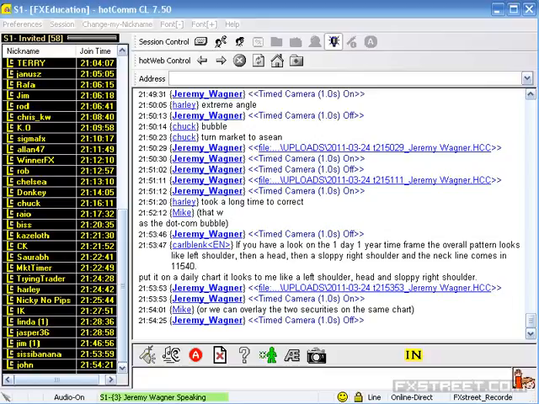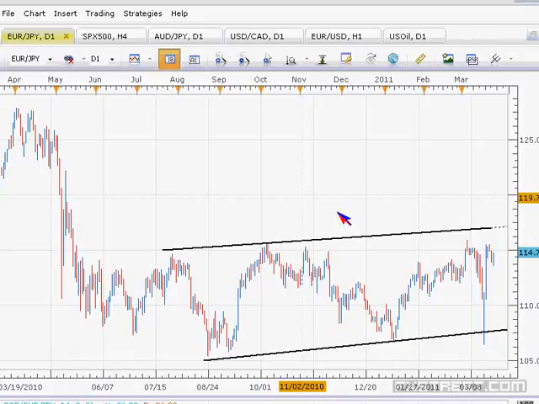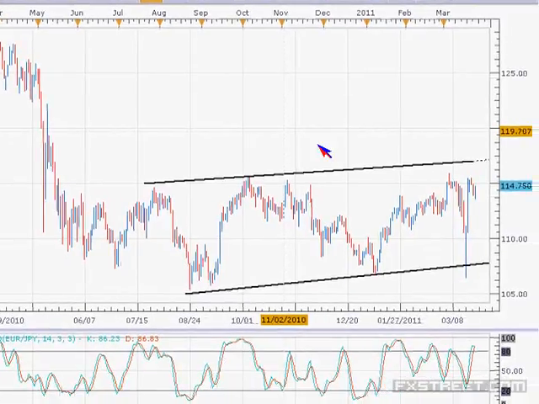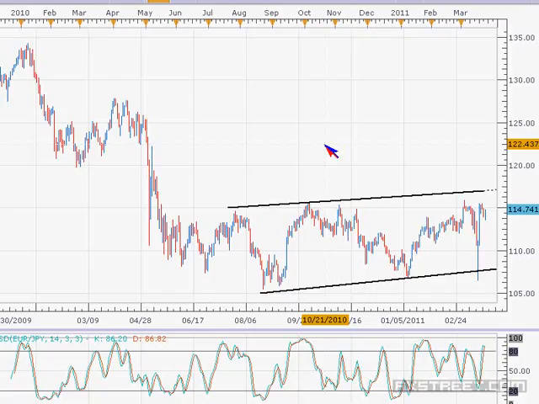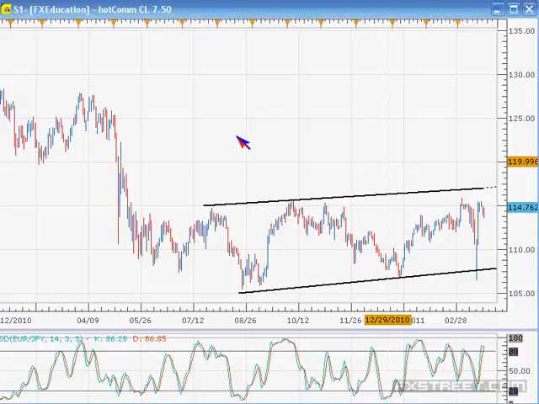Okay, so Carl mentioned here on the euro-yen, let's go back, take a look at this. See, if you look on the one-day, one-year frame, the overall pattern looks like a left shoulder, and then the head with the sloppy right shoulder, and the neck comes in at 115.40. Perhaps I could see how somebody might consider this to be the left shoulder, maybe the head, and maybe the right shoulder, but again, it's not real clean. When it comes to head and shoulder patterns, I like to be very picky because there are some loose interpretations of what they might be.